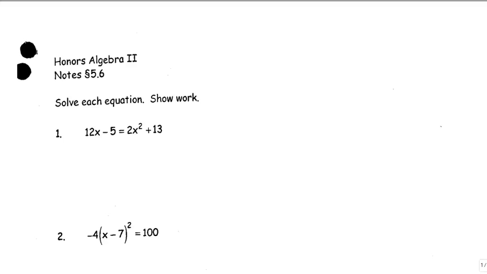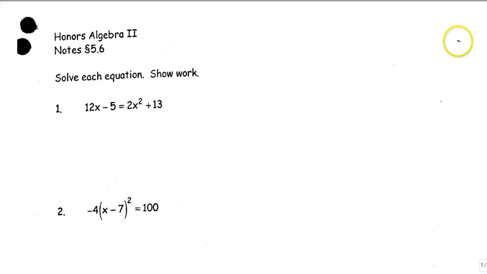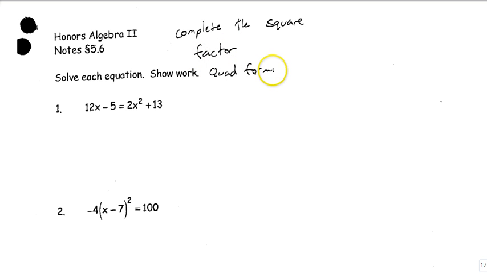Alright, today's lesson is about solving quadratics using either method. We can complete the square, we can factor, we can use the quadratic formula, or we can also just solve it by taking the square root if it's already set up. So let's say it's already set up where you can just solve it. Those are like the four ways you can do it.